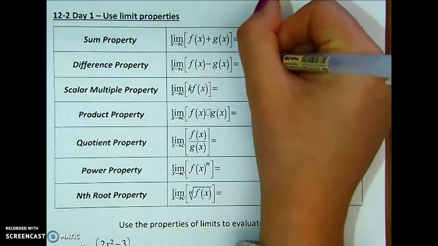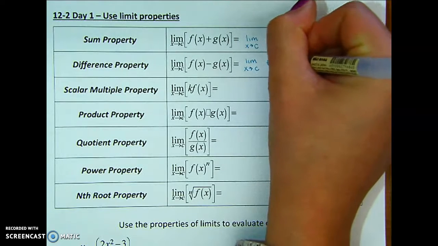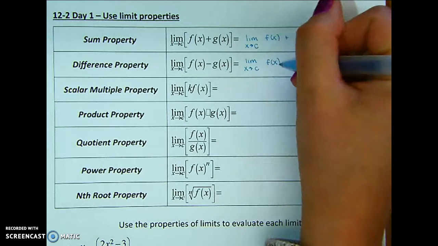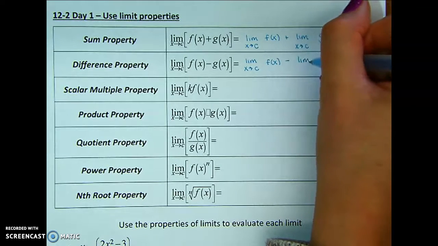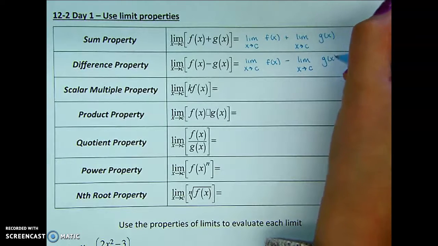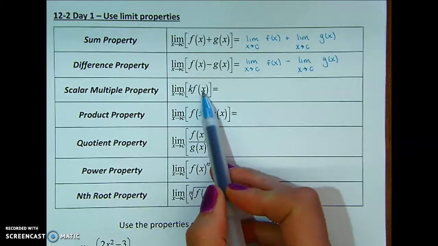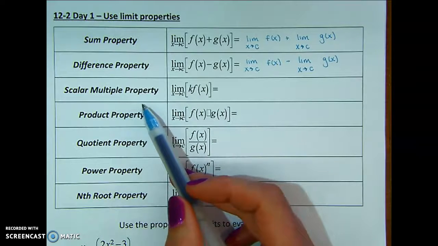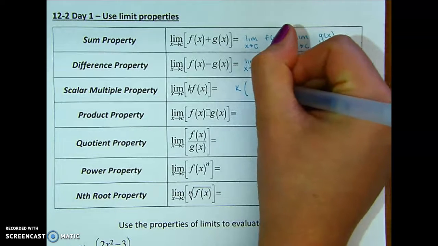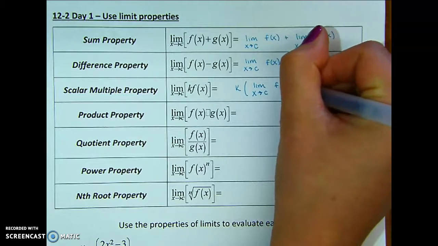Similarly for the difference property, the limit as x approaches c of f of x minus g of x can be broken up into the limit as x approaches c of f of x minus the limit as x approaches c of g of x. The limit as x approaches c of a constant times a function, so this is a scalar multiple property, can be rewritten as k times the limit as x approaches c of f of x.